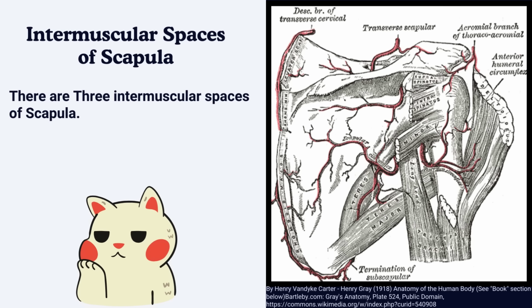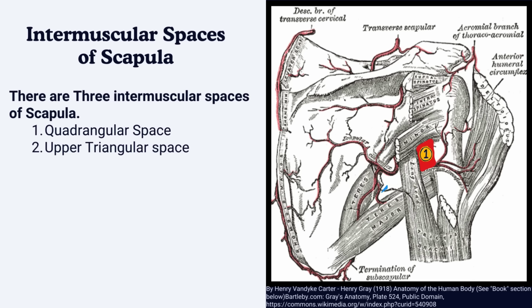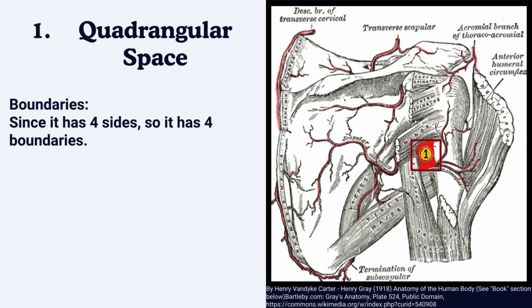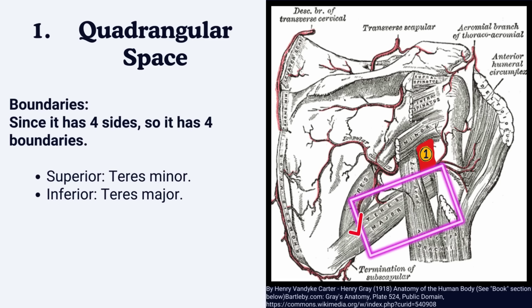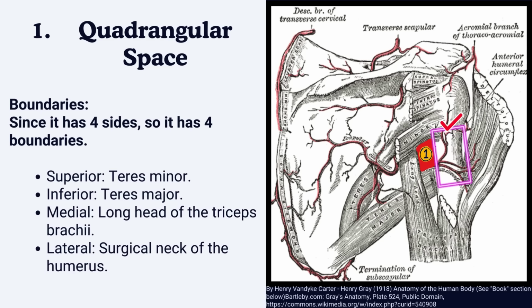There are three intermuscular spaces of scapula: the quadrangular space, the upper triangular space, the lower triangular space. We will discuss them one by one. Number 1. Quadrangular space. Boundaries. Since it has four sides, it has four boundaries: superior, inferior border of teres minor; inferior, superior border of teres major; medial, long head of the triceps brachii; lateral, surgical neck of the humerus.